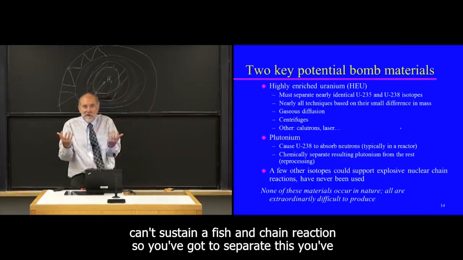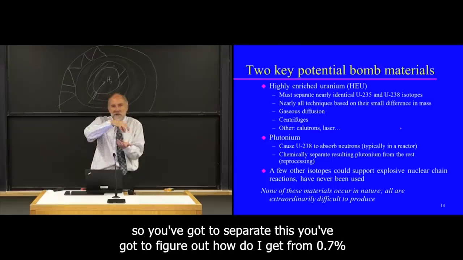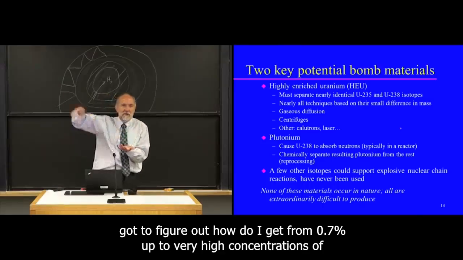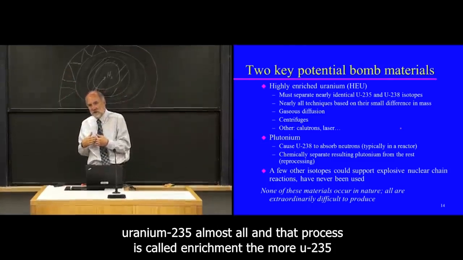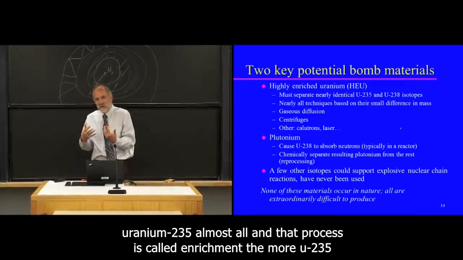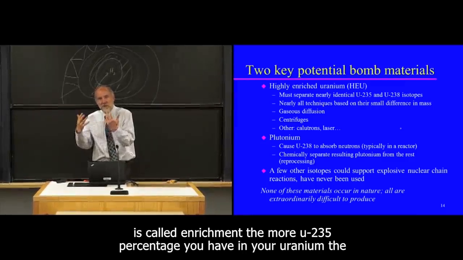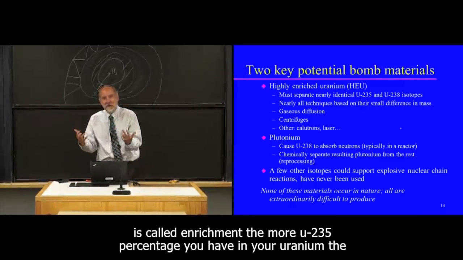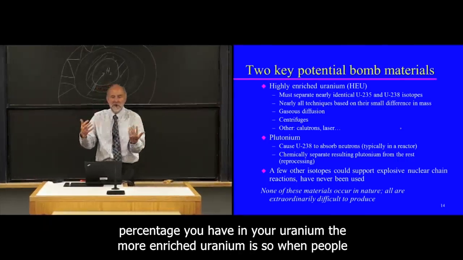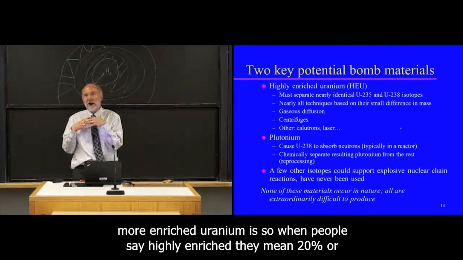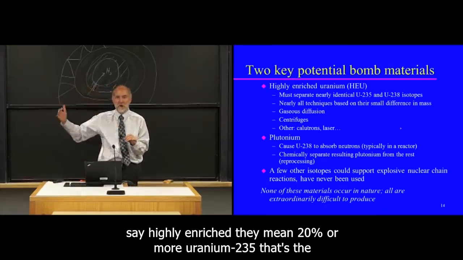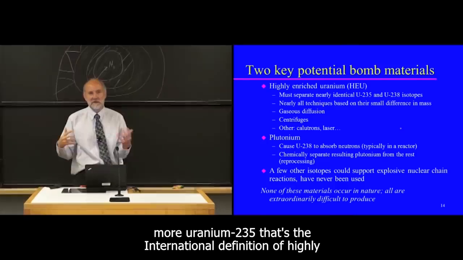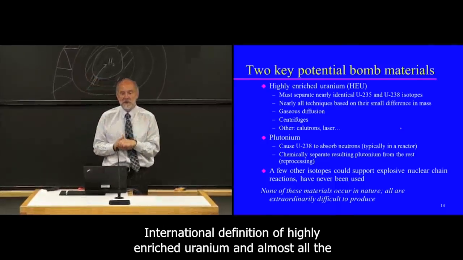So you got to separate those. You got to figure out, how do I get from 0.7% up to very high concentrations of uranium-235? Almost all, and that process is called enrichment. The more U-235 percentage you have in your uranium, the more enriched the uranium is. So when people say highly enriched, they mean 20% or more uranium-235. That's the international definition of highly enriched uranium.